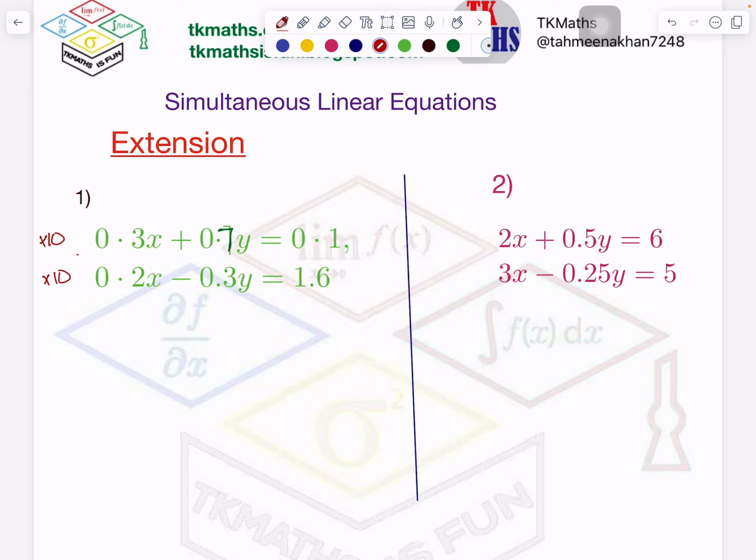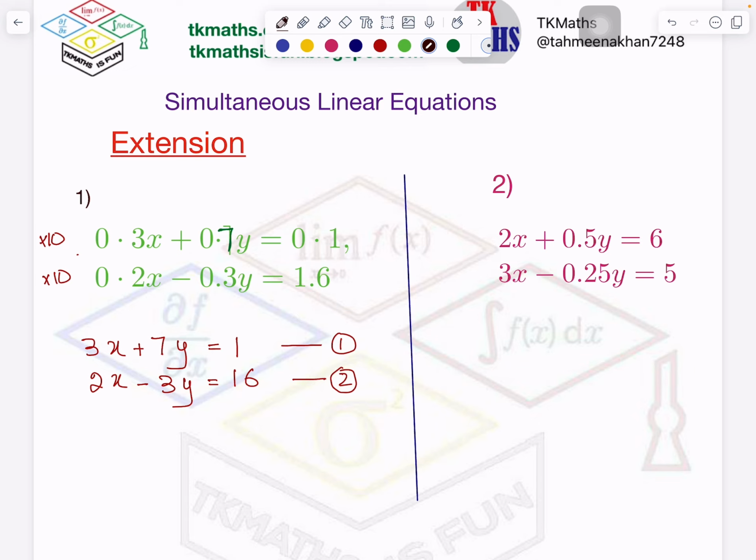So what will it become? 3x plus 7y equals to 1. You know when you multiply by 10, decimal jumps, and that's why it will vanish from here. It will be 2x minus 3y equals to 16. So I will call this equation 1 and equation 2. And I think after that it will become very simple. I would like to take here the elimination method. It would be easy.